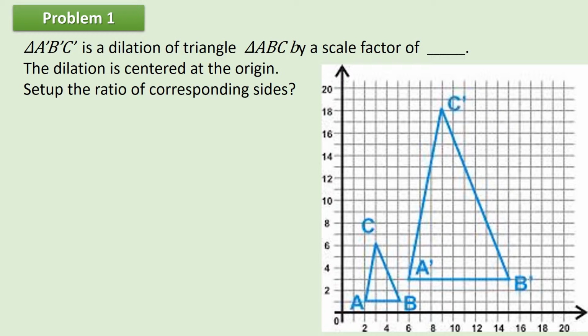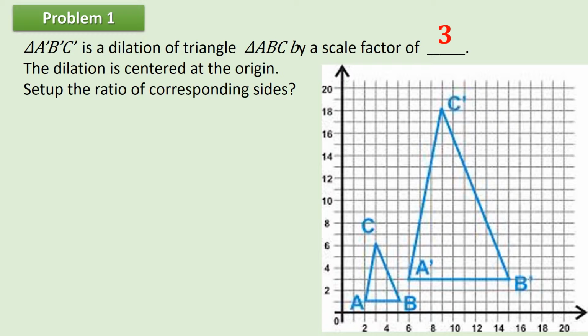If we look at segment AB on our small triangle down there, you'll notice that it is three segments long. Now, if we go over there and look at A prime to B prime, if you count that, it's 9. So we have increased AB to A prime, B prime by 3. The dilation center is at the origin. We'll look at that even closer on problem number 3.